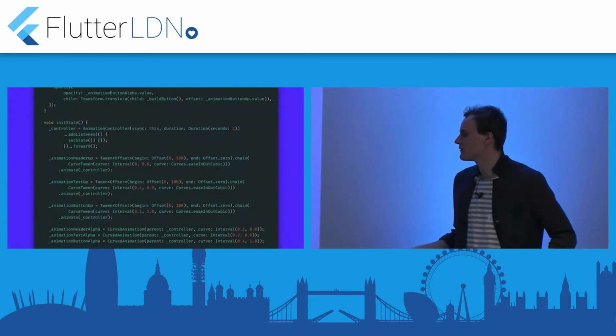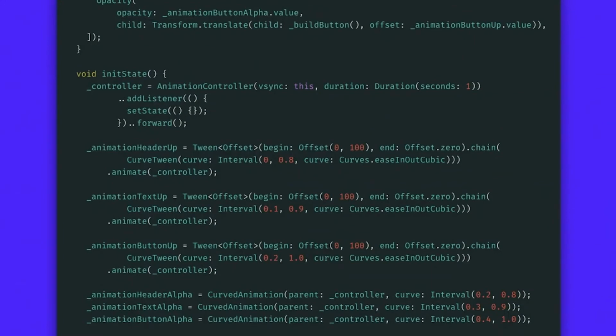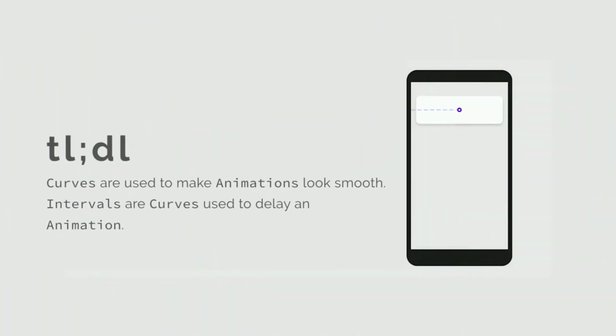And down here we have the animation header alpha, the alpha animations, and here we can just use curved animations as discussed before and use our normal animation controller from 0 to 1 and have our interval in here, because we just want to have the alpha animation from 0 to 1. So we don't want a different tween in here. And that's basically it. So the too long didn't listen again: curves are used to make animations look smooth, and intervals are just curves basically to delay in our animation.